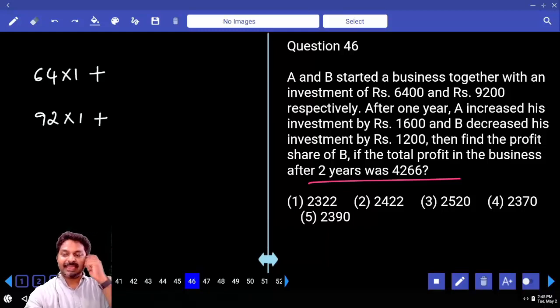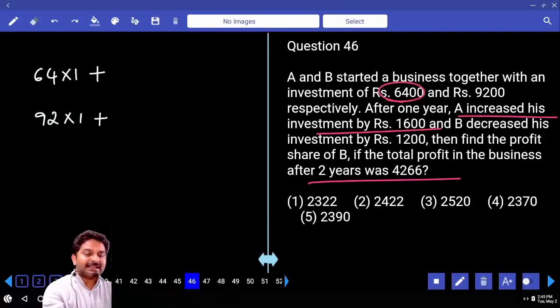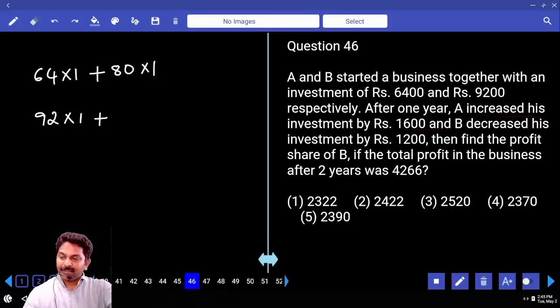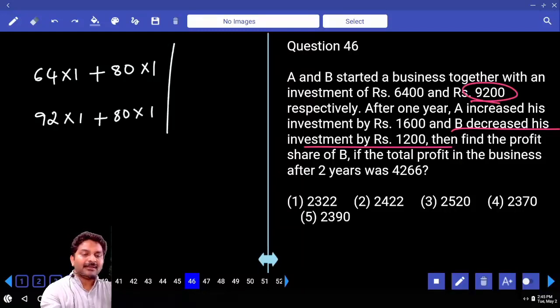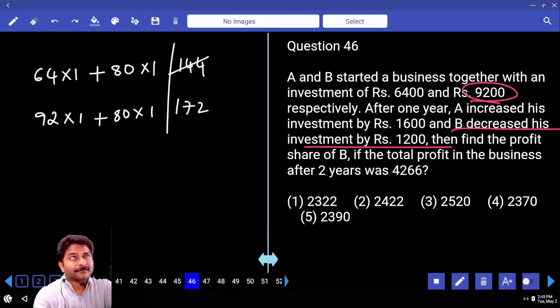Okay? Next, A increased by 1600. 64 plus 16, 80 will be there for remaining 1 year. అంటే, B decreased his investment by 1200. 92 minus 12, 80. We'll write it as 80 into 1. 64, 80. 92, 80. Cancellation with 4. అంటే 23 to 20. 4 times, 3 times.